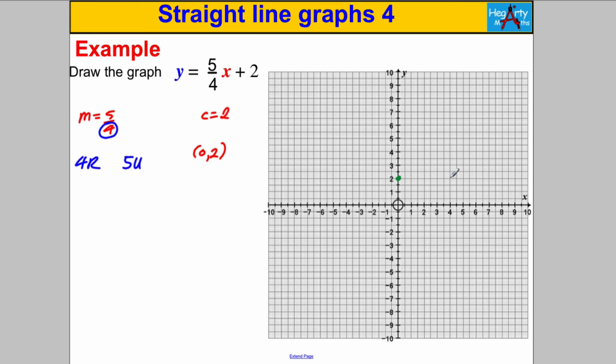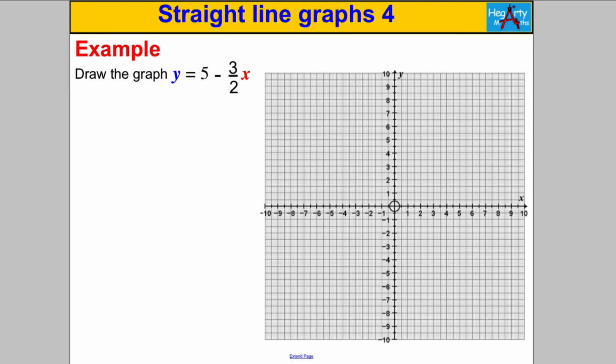So if we go 4 right, we'll end up at 4 here. If we go 5 up, we'll end up at 7 here. So we'll put a little dot there. And if we go 4 right and 5 up here, we'll be outside the page. So equivalent to going 4 right and 5 up, let's go from this point 4 left and 5 down, and we'd end up here. And there's our 3 points that we can draw a line between, something like this. And label it up. This is the graph y is equal to 5 over 4x, add 2, and we're done.